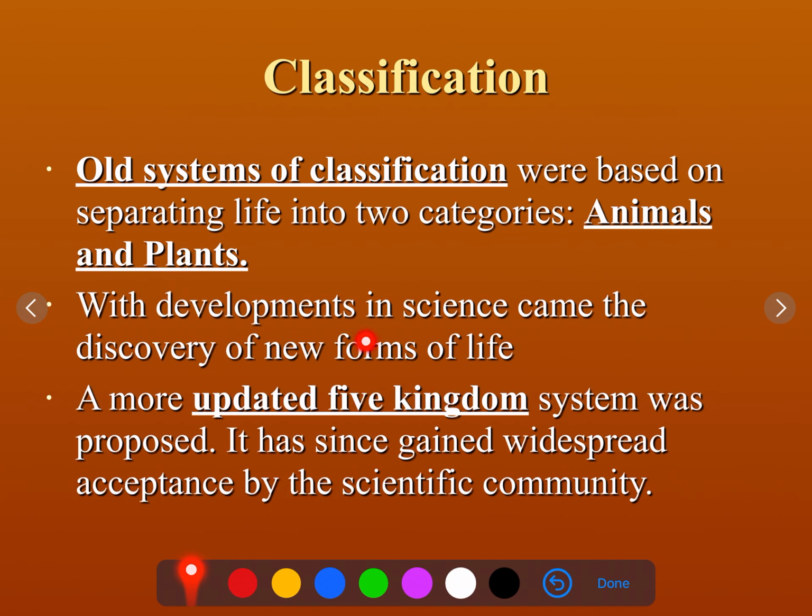So with developments of science came the discovery of new forms of life. What that means is, because now we have really high powered microscopes, we've discovered microorganisms, and they're definitely neither animals nor plants. So that's why this new system came in. A more updated 5 kingdom system was proposed, and it has since gained widespread acceptance by the scientific community.